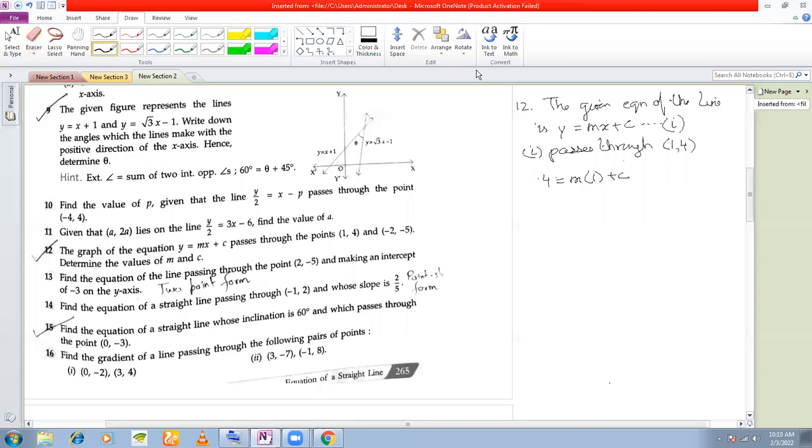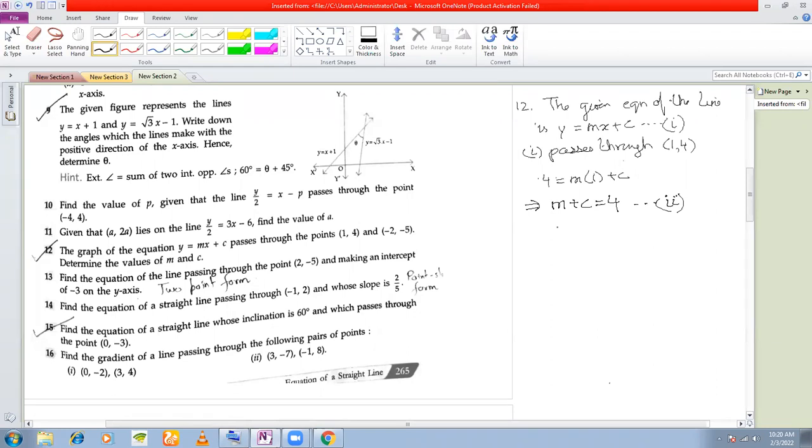So what are you getting here? You're getting m plus c is equal to 4, right? Let us call this equation number 2. You've got a simultaneous equation between m and c. Okay.